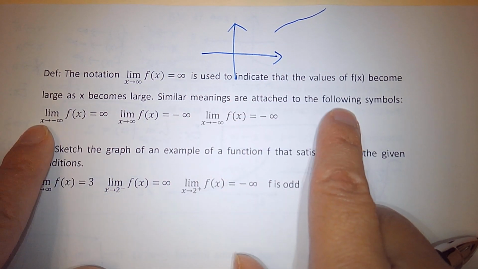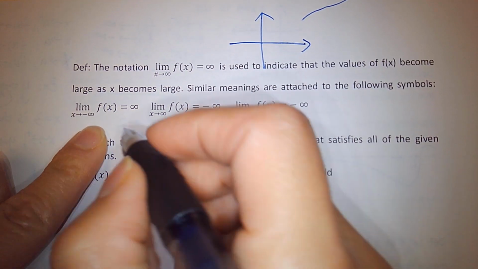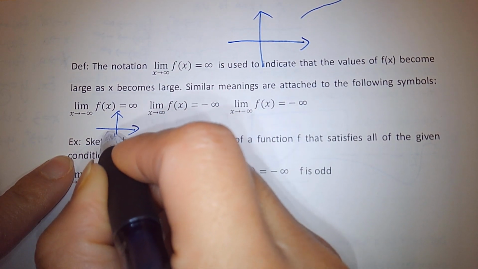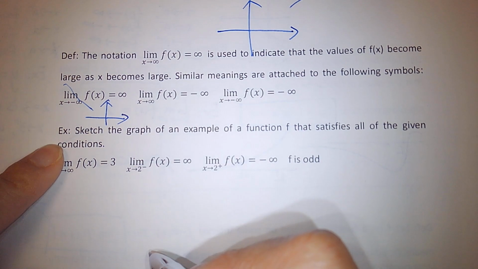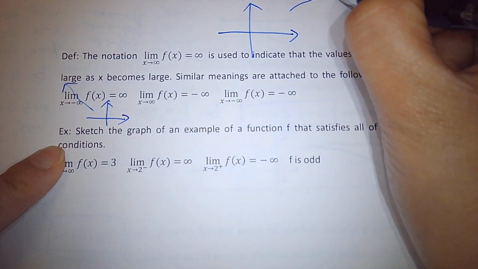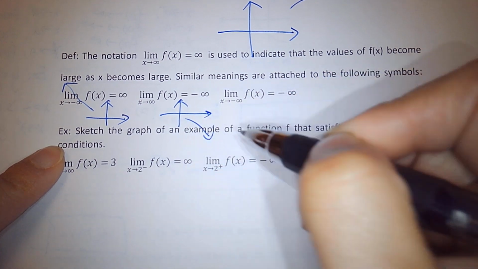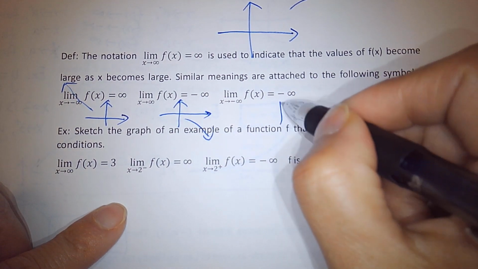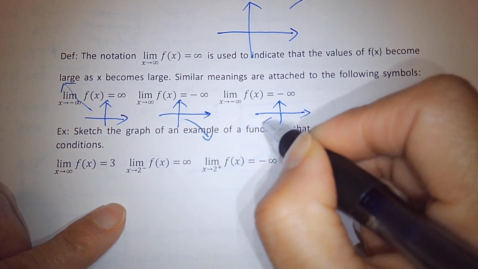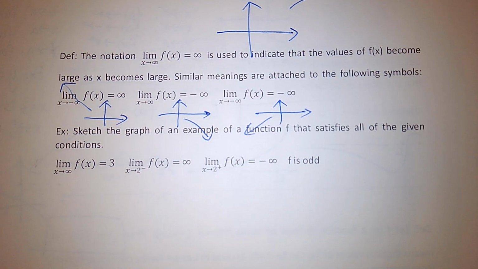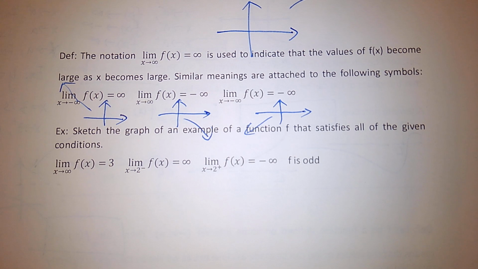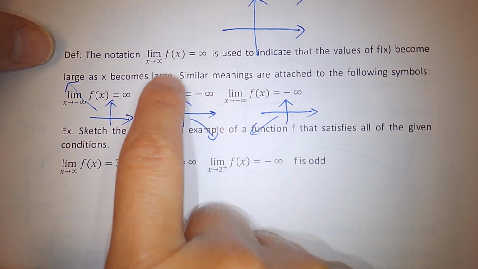Similarly are these following symbols, okay? This is when x goes to negative infinity, y goes to infinity, right? Goes this direction, okay? This is when x goes to positive infinity, y goes to negative infinity, right? This is when x goes to negative infinity, y also goes to negative infinity. Okay? Yeah, so these are the limits involving infinities.